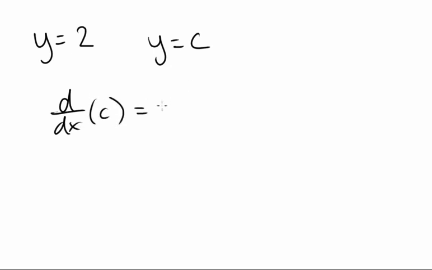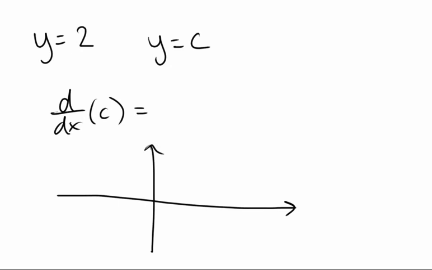Well, let's think about what this means. If I have a function like y equals 2, what does that function look like? Here's my x and y axis. If I graph y equals 2, there's 2, and it's just going to go right through the middle. Now, what is the slope of this line? Well, the slope of this line is 0. Now, derivative is the slope of the tangent line. So that means the derivative of c is 0. Okay, so that's the easiest one. The derivative of any constant function that has no variable in it, it's just a number, is 0.